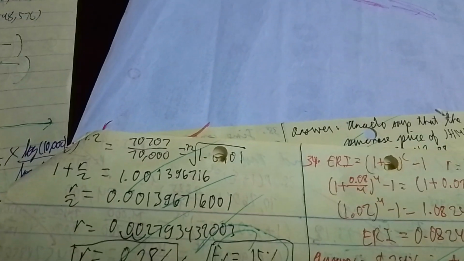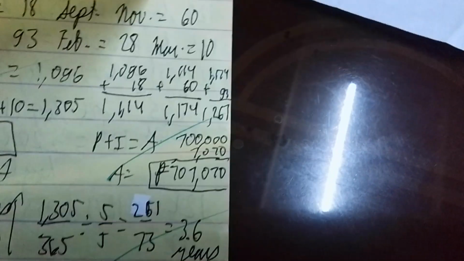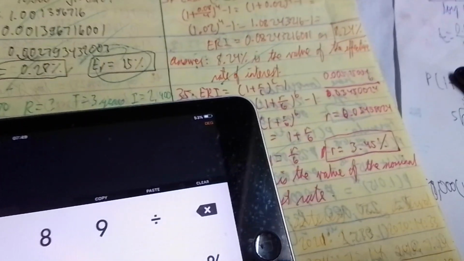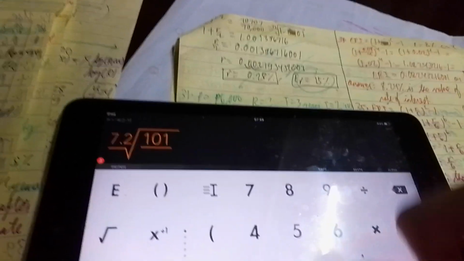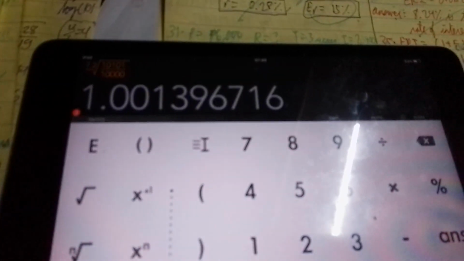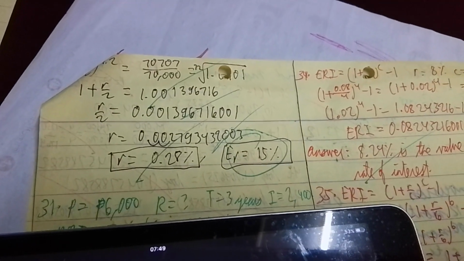Tama ba? Kasi po, diba, remember that is, ano yun, 3.6. Diba, remember you got 3.6 kanina, diba? Nasaan po yung 3.6? That's 3.6 years that we got kanina. Yung 3.6 years, I have to divide it by the 7.2 power. So, therefore, this is the answer that I'm supposed to get. So, 7.2 root of this answer divided by 10,000, which will give me this answer of 1.001936 something. And then, you can apply rational equations.